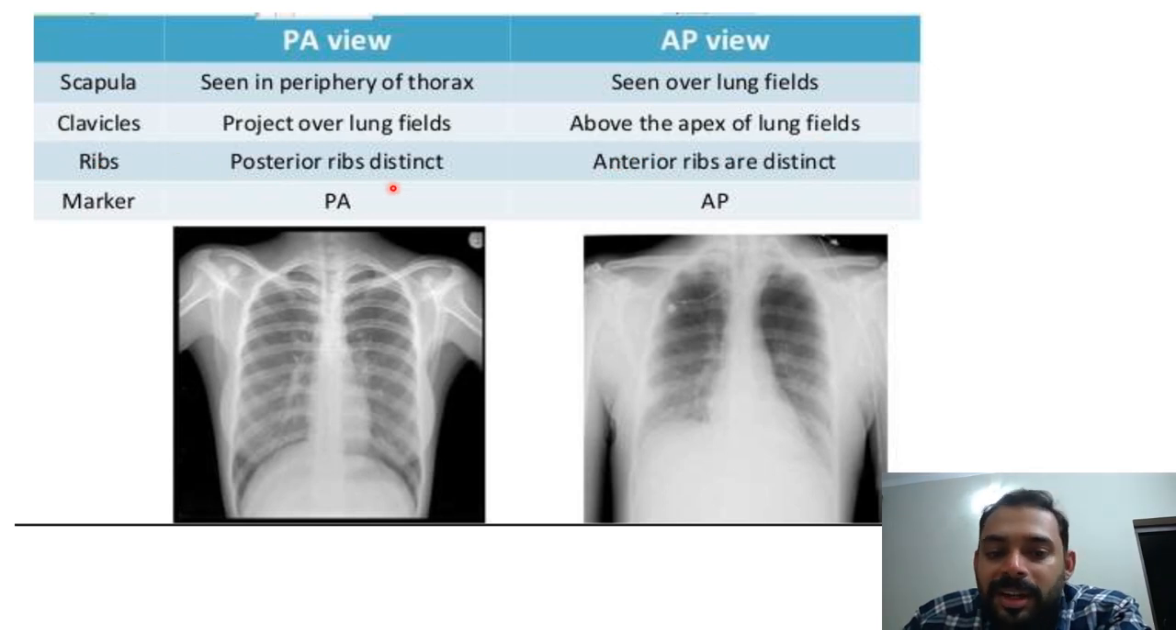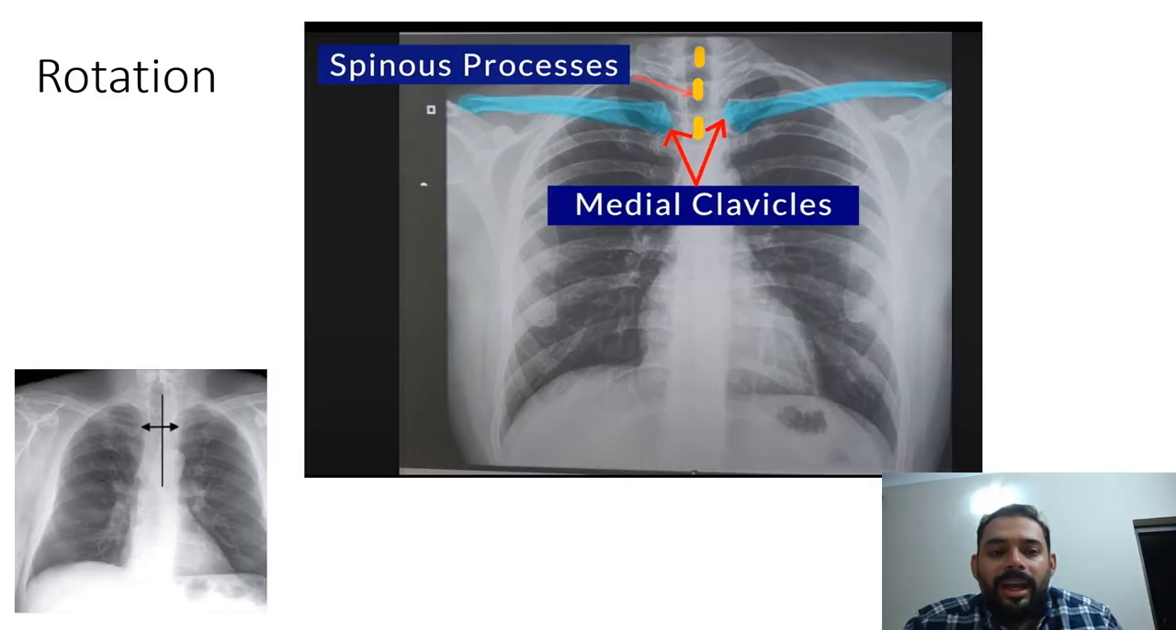Ribs, the posterior ribs can be seen distinct, while in AP the anterior ribs can be seen distinct. So that is the major difference between a PA and an AP view in X-ray.